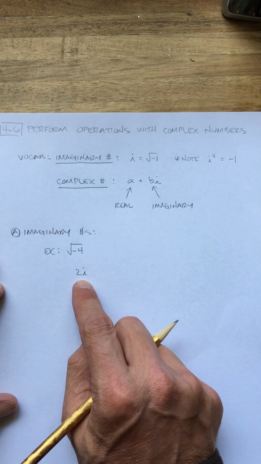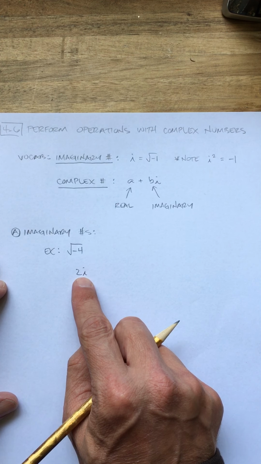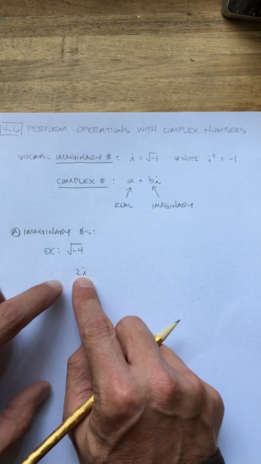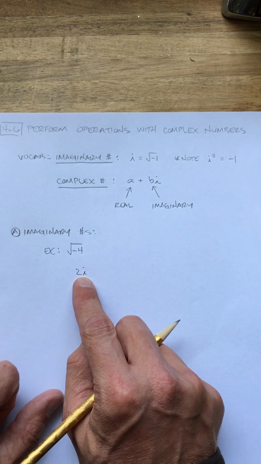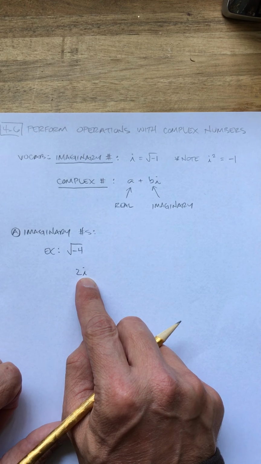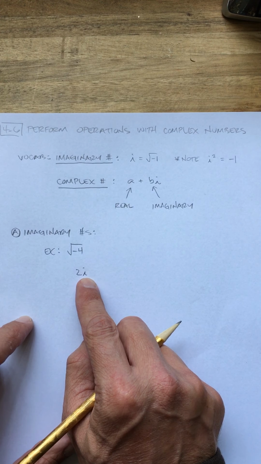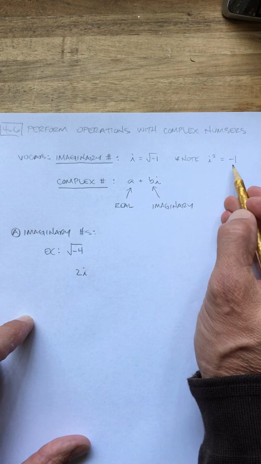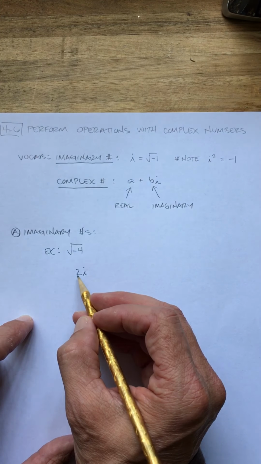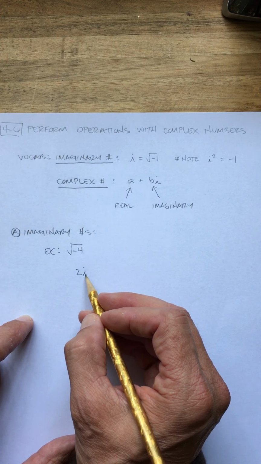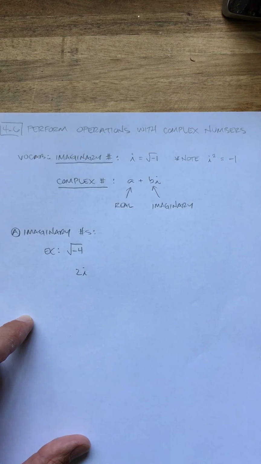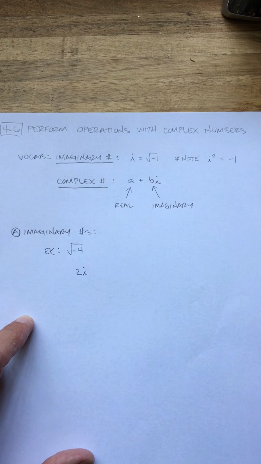Okay? Now, if I was to multiply this back, I'll show you. 2i times 2i, well, what's 2 times 2? That's 4, okay? And what's i times i? Well, i times i is i squared, right? And what is i squared? It's -1. So 2 squared is 4. i squared is -1. 4 times -1 is -4. There we go, okay? So working backwards, we can get that.